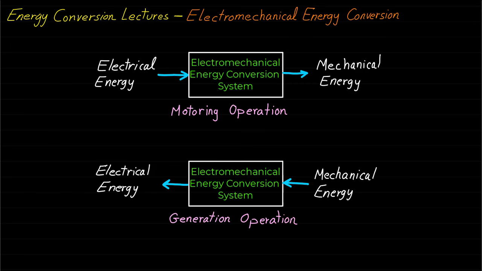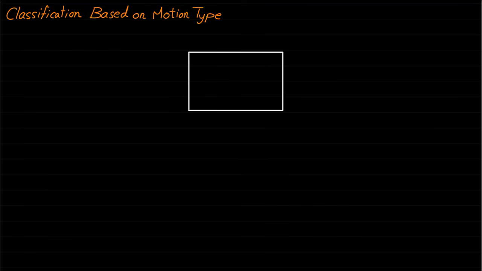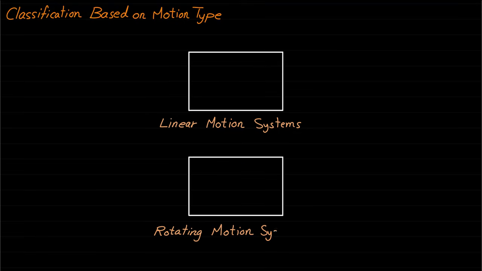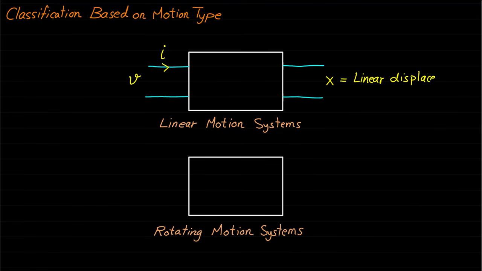Electromechanical energy conversion systems can be classified into two systems based on motion type. These two systems are linear motion systems and rotating motion systems. Linear motion systems or devices convert electrical energy, represented by the voltage V and the current I, to mechanical energy represented by the displacement X and linear mechanical force Fm.